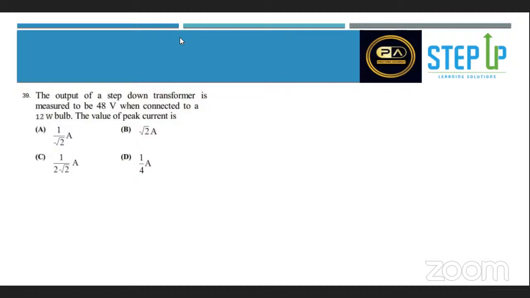Okay, that's all the questions. They're asking you to find out the value of the peak current. When we talk about an AC circuit, you know that I write the current as I naught sine omega t, where this I naught represents your peak current.